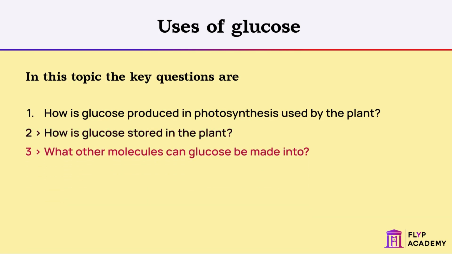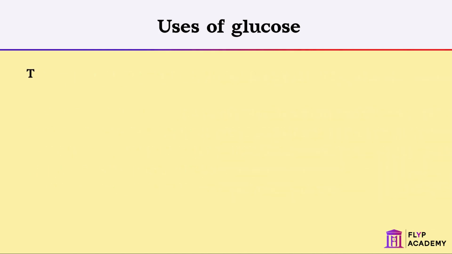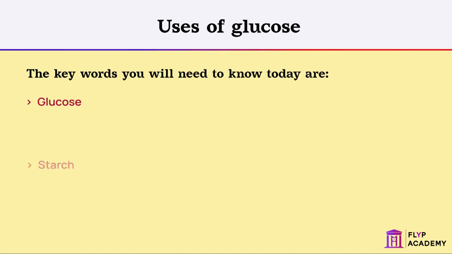3. What other molecules can glucose be made into? 4. What other nutrients do plants require? 5. How do you test for the presence of glucose and starch? The key words you will need to know are glucose, starch, respiration, lipid, synthesis.